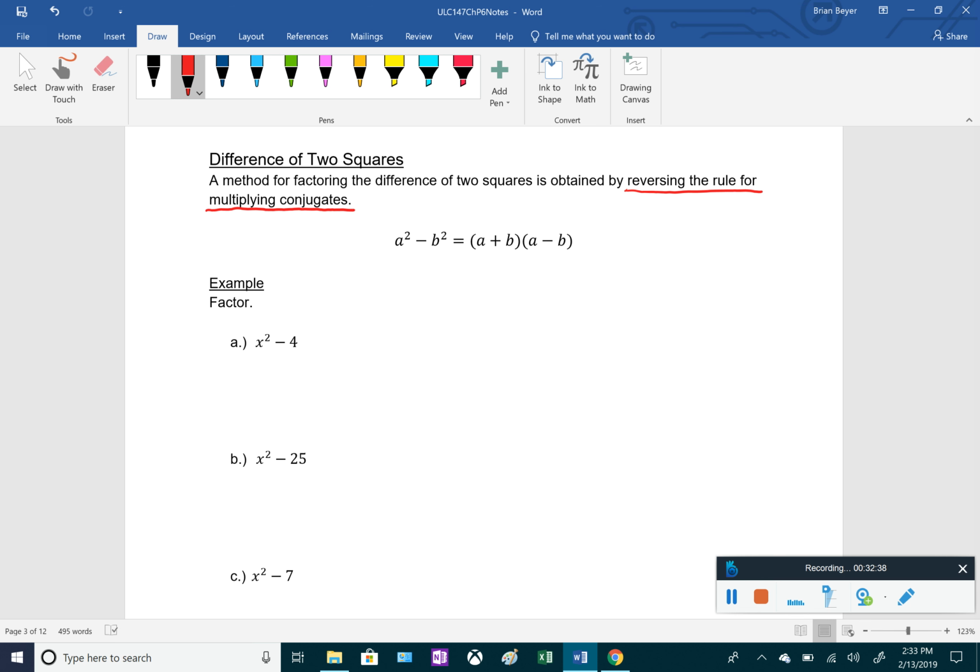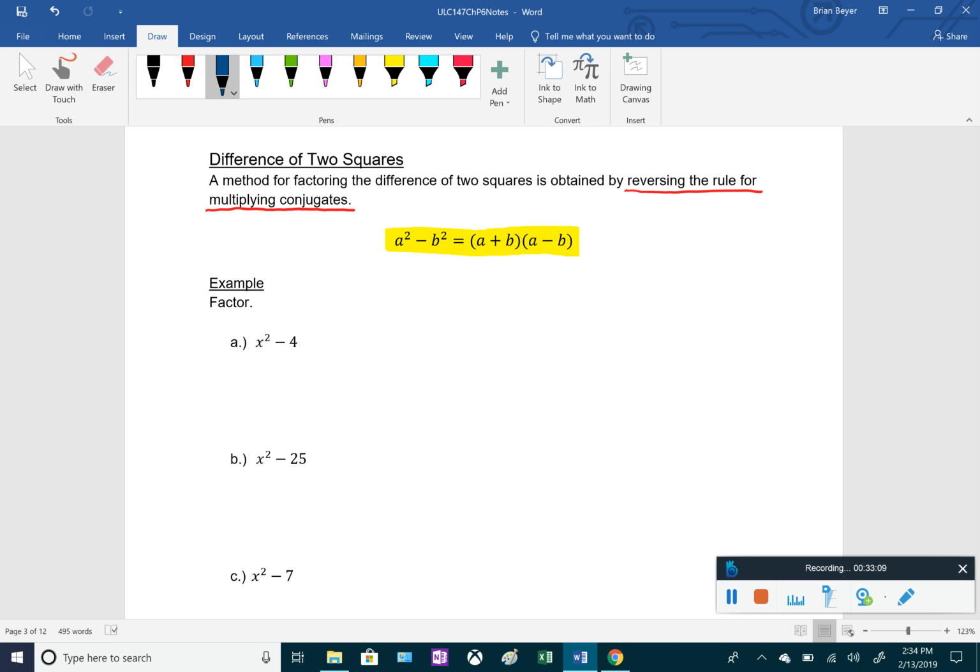So remember, multiplying conjugates. Conjugates are going to be the same 2 terms. One is addition, one subtraction. So a plus b times a minus b is multiplying conjugates. What you end up getting is a squared minus b squared. So that in reverse is the factoring difference of 2 squares. The 2 squares are referring to a squared and b squared. So a squared minus b squared gets factored as a plus b times a minus b.